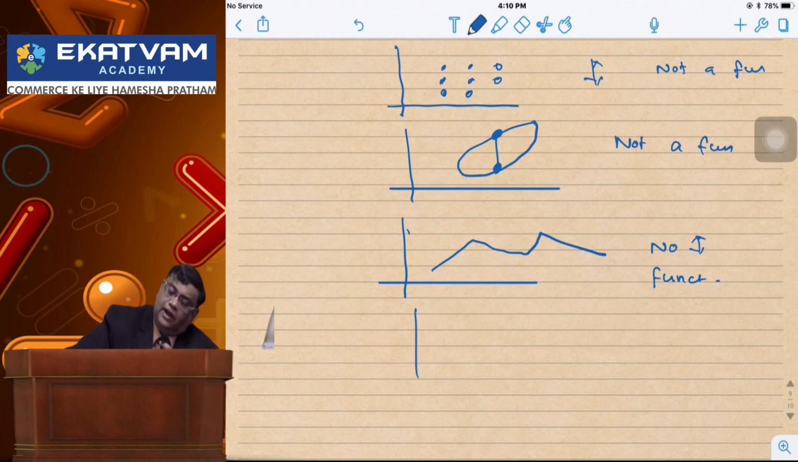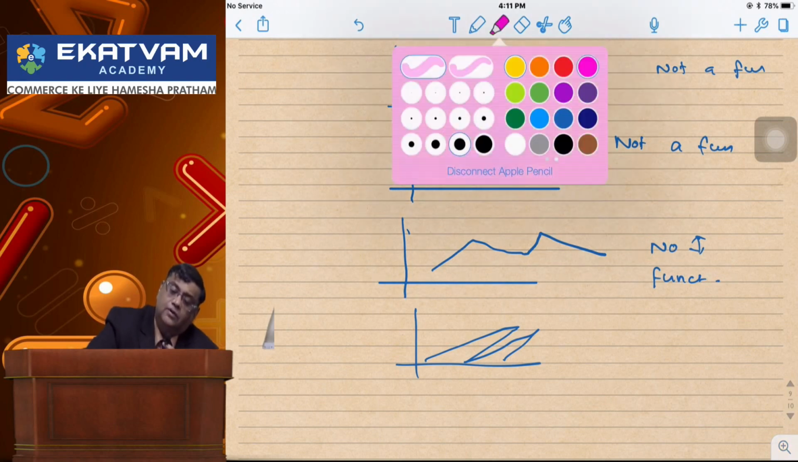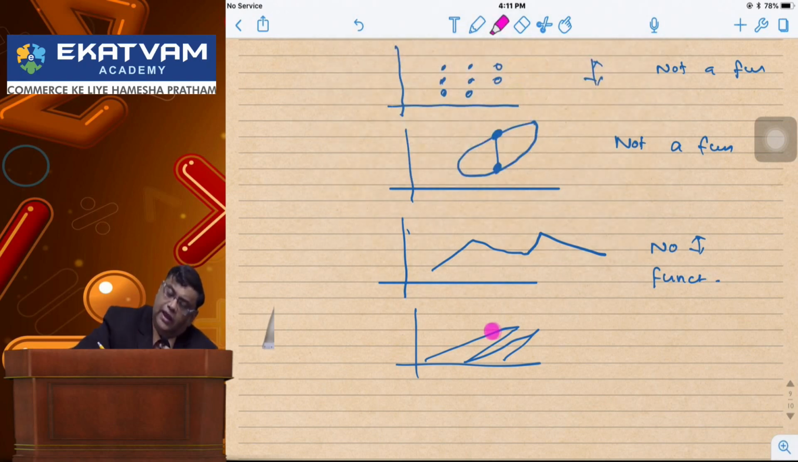But the similar thing, I draw it like this. Now you can see that there are the points one vertically below the other. So you can notice very easily a point or a point are vertically below the other. So vertical line is located, therefore this is not a function. Check and confirm.